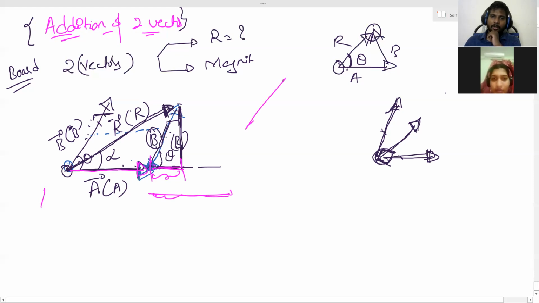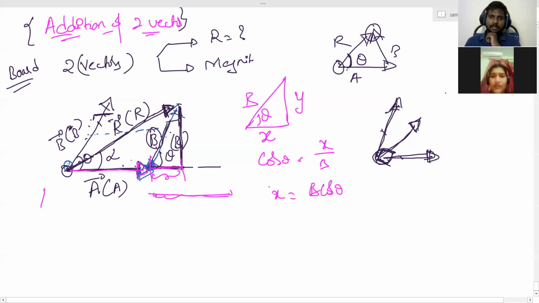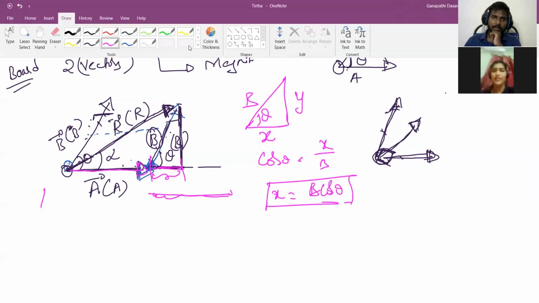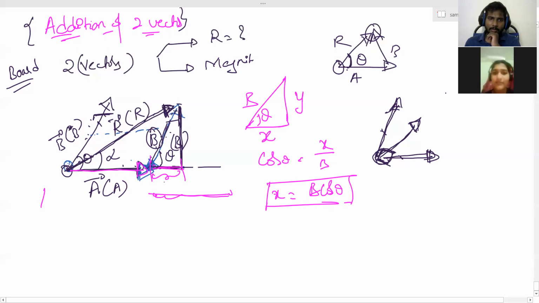For a triangle, I told you a number of times, resolution. This is x, this is y if you consider, this is B, this is theta. Cos theta is equal to x by B, x is equal to B cos theta. You remember it? In terms of B, you'll get this as B cos theta, right?